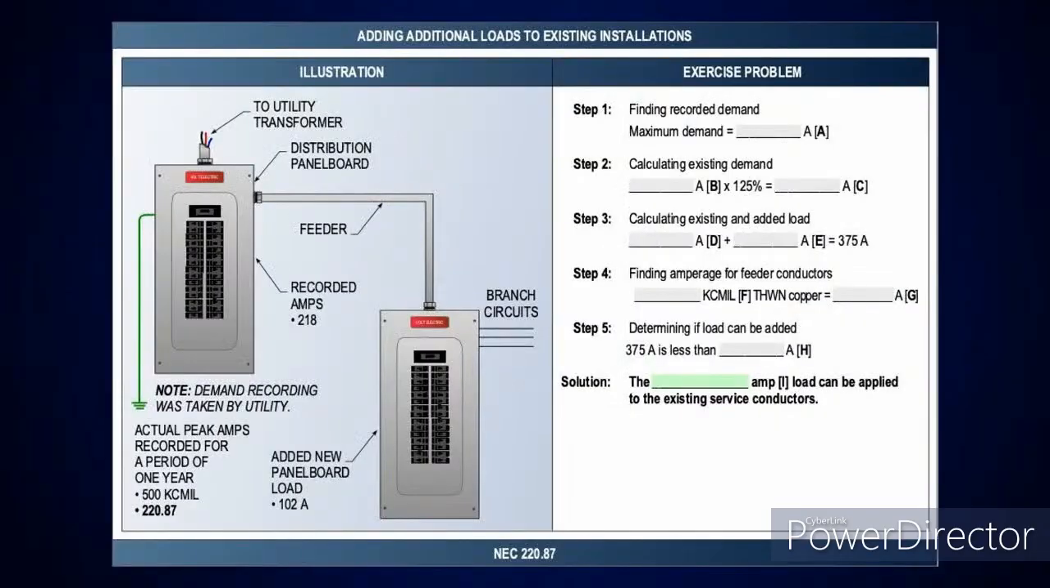Nice. All right. And then this one in here will give you a case where you're adding a new panelboard load of 102 amps. And we're showing you here that it was recorded at 208 amps for a period over 1 year. And I've got 500 kcmil conductors. Just do the same calculation that we just performed, and you'll be able to determine if you can add that to it. That is a Master question.